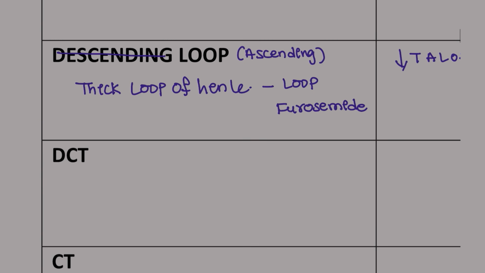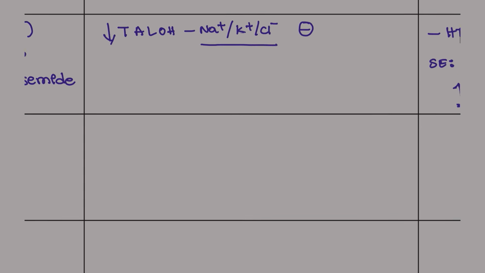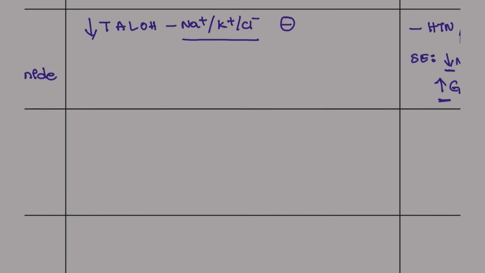Okay, next, DCT. In the DCT, the drugs that act are the thiazides. One example of the thiazides is chlorthalidone. All the remaining drugs are associated with thiazide in the name itself. That's how you can remember. Again, in this DCT there is a sodium channel and also a chloride channel. We are going to block this. So this will be decreased, inhibition will be seen here.